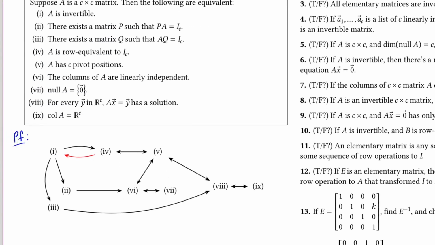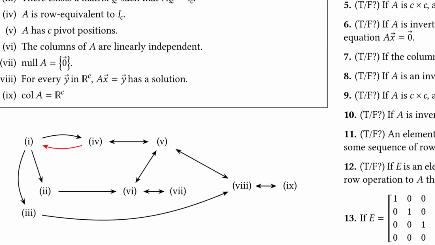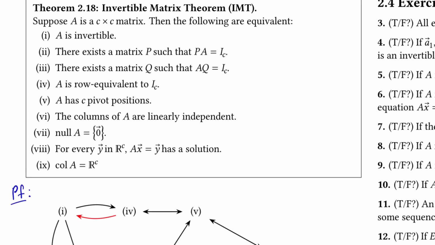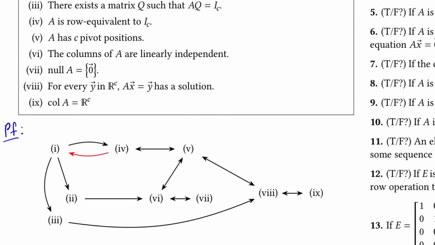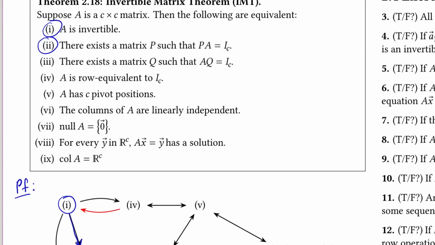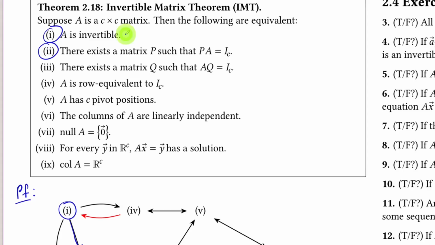So this picture here is like a map of the proof. Some of these things are equivalent in a really easy way, and we'll prove those first. But maybe we should understand what this picture is. If there's an arrow from 1 to 2, that means we're going to make an argument that if thing 1 is true, if A is invertible, then there exists a matrix P such that PA is equal to the identity. Actually, that one is so obvious that we can just explain it right now.